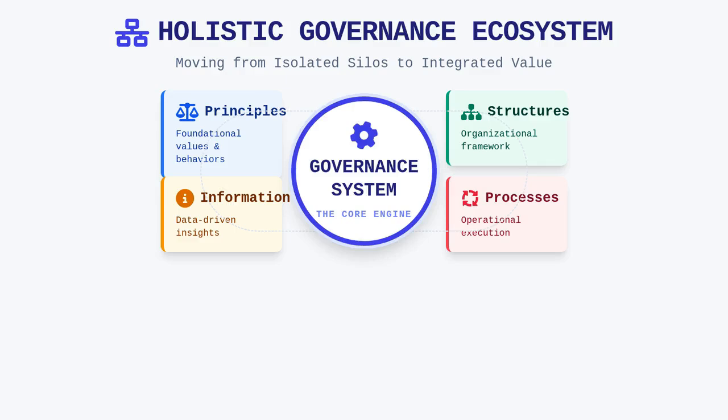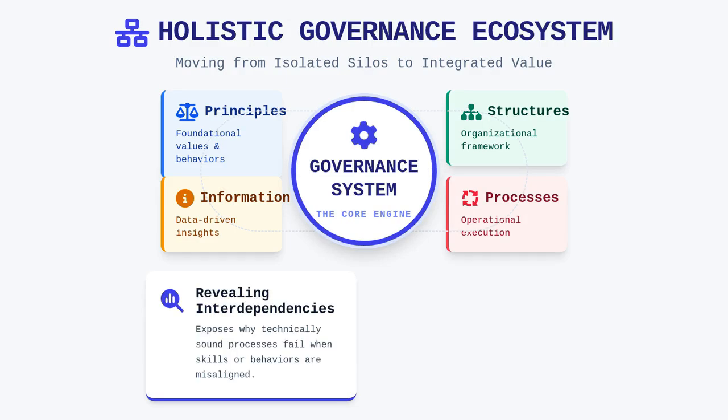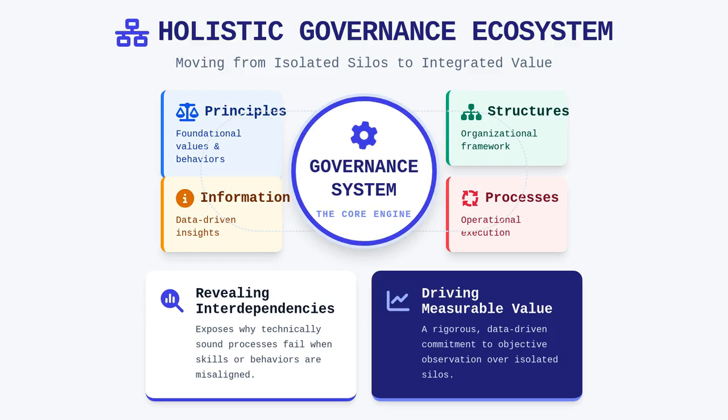By assessing these pieces in tandem, the model reveals hidden interdependencies that often cause governance efforts to fail in practice. You might find that a technically capable process is failing simply because the underlying skills or behaviors do not support its application. This holistic view is exactly what differentiates a performative governance framework from one that actually drives measurable value for the enterprise. It is a rigorous, data-driven approach that requires both discipline and a commitment to objective observation.